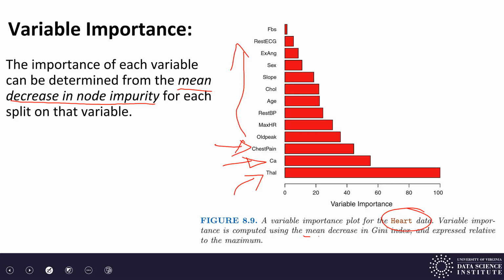And in this tree, it was the mean increase in Gini index, but it could be increase in Gini index or entropy. Either of those can be used as a measurement for node impurity.